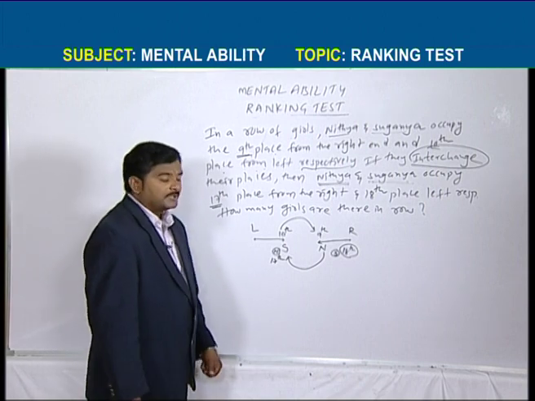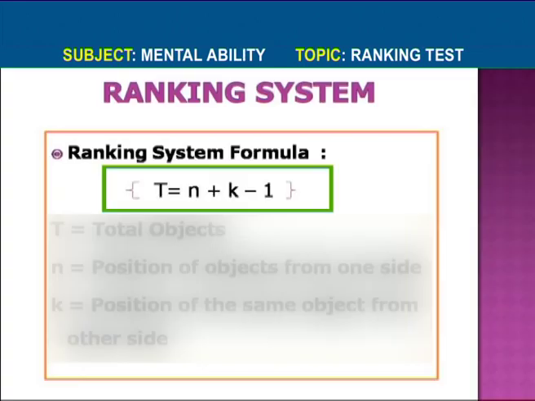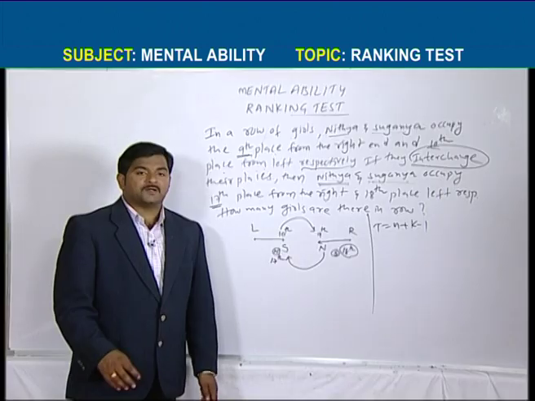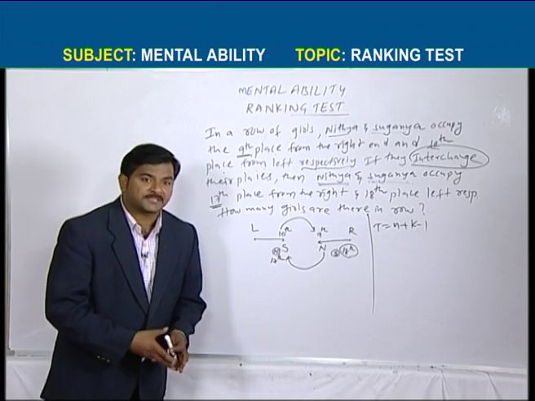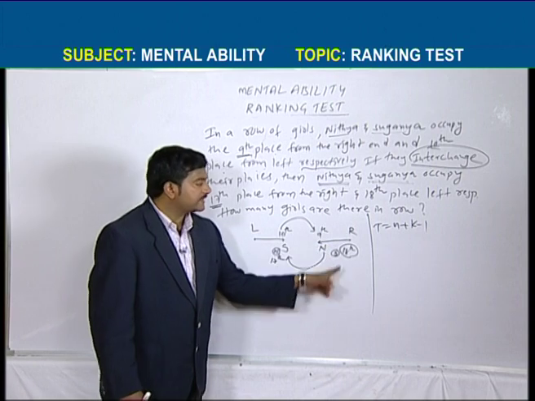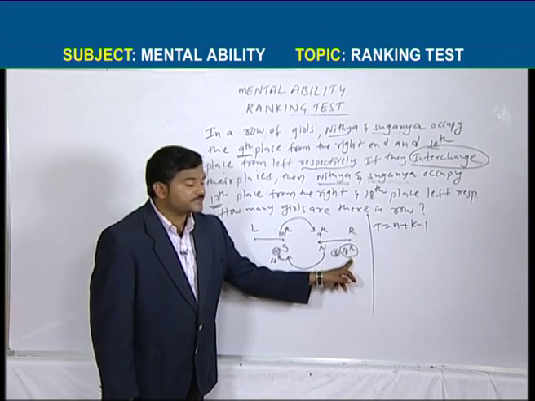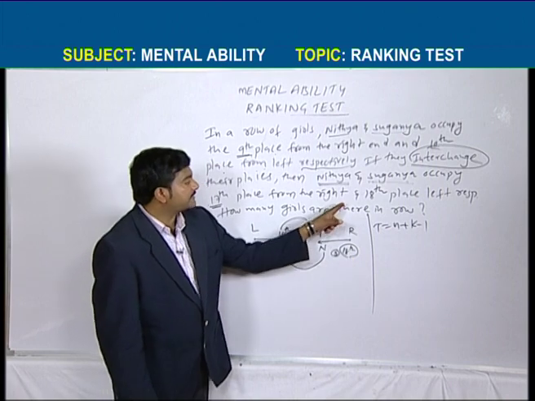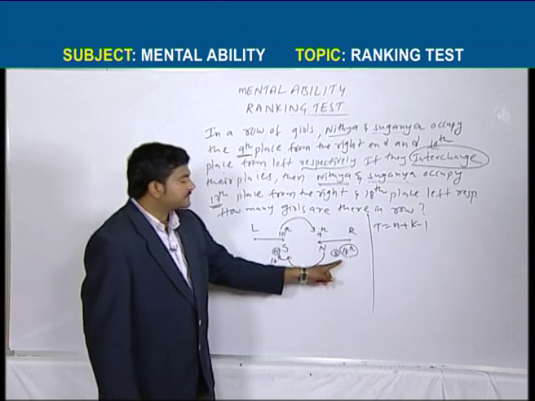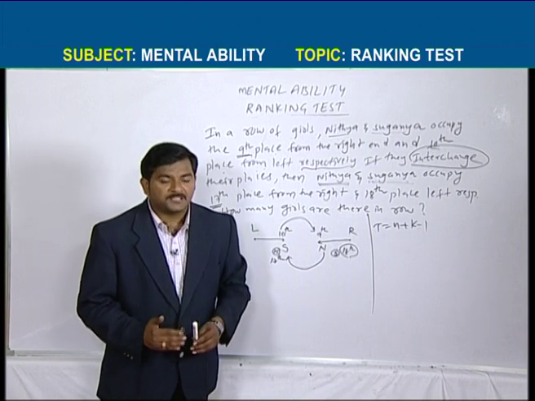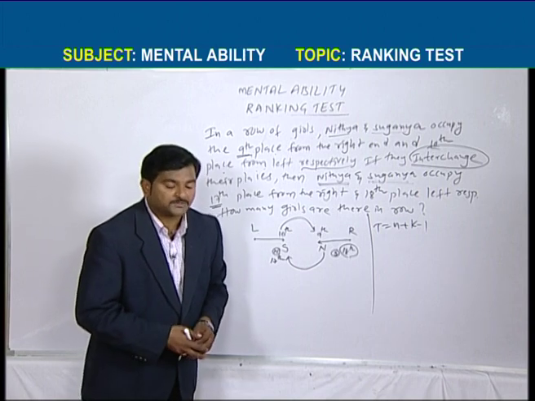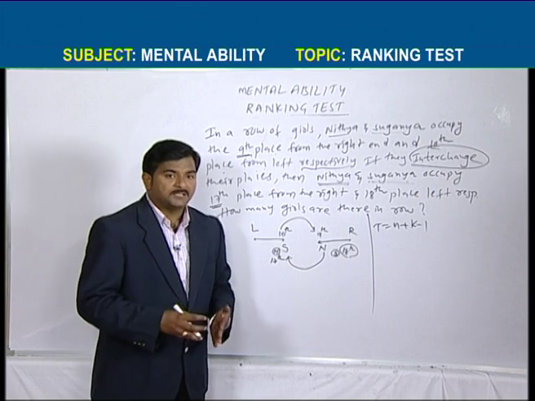So the formula is T is equal to n plus k minus 1. The formula is clear. Interestingly, in this question you can find both girls' positions from either side. How? For example, observe the right side case. Who is here? Suganya is there. Suganya's position is how much? 18th place from left. It is clear.